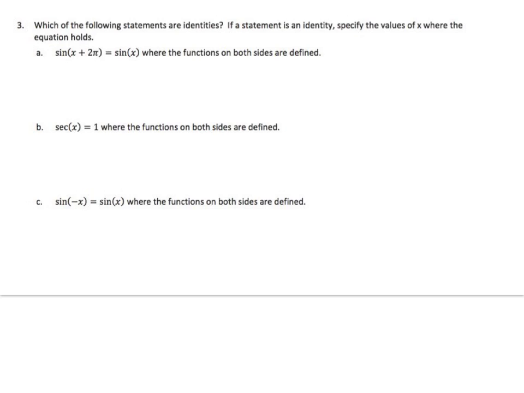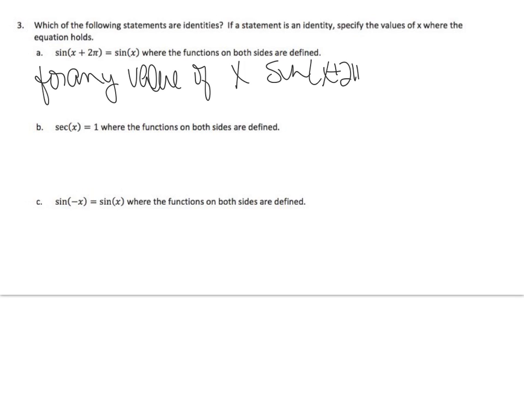Which of the following statements are identities? If a statement is an identity, specify the values of x where the equation holds. First of all, we have sine of x plus 2 pi equals sine x. That is an identity, so for any value of x, sine of x plus 2 pi is going to be equal to sine x. If you just look at the unit circle, we get back to the beginning, plus 2 pi, etc.